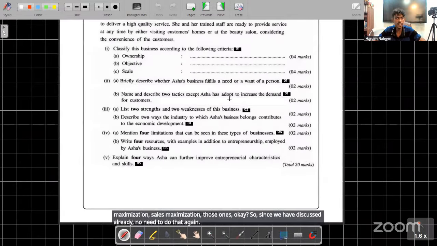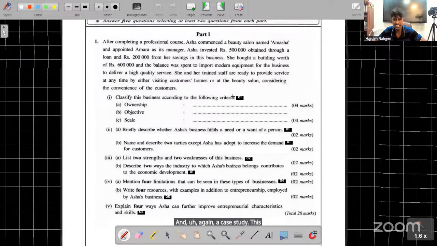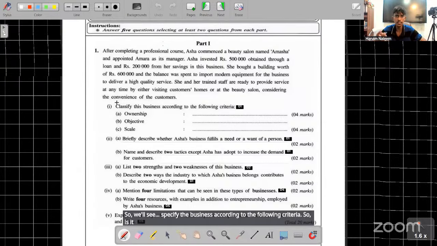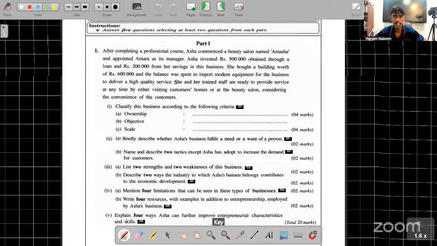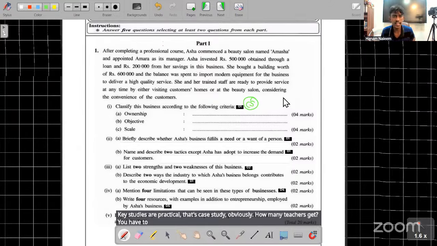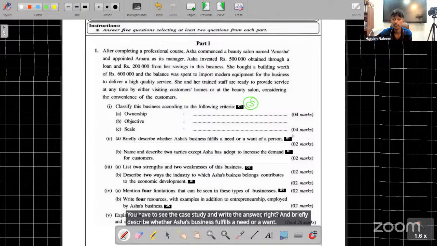And again a case study. This time I think it's an easy one. We'll see. Classify the business according to the following criteria. So is it a case study or practical or teacher's case? Case study, the practical, that's a case study, obviously. You have to see the case study and write the answer, right? And briefly describe whether Asha's business fulfills a need or a want. What do you say for this one?